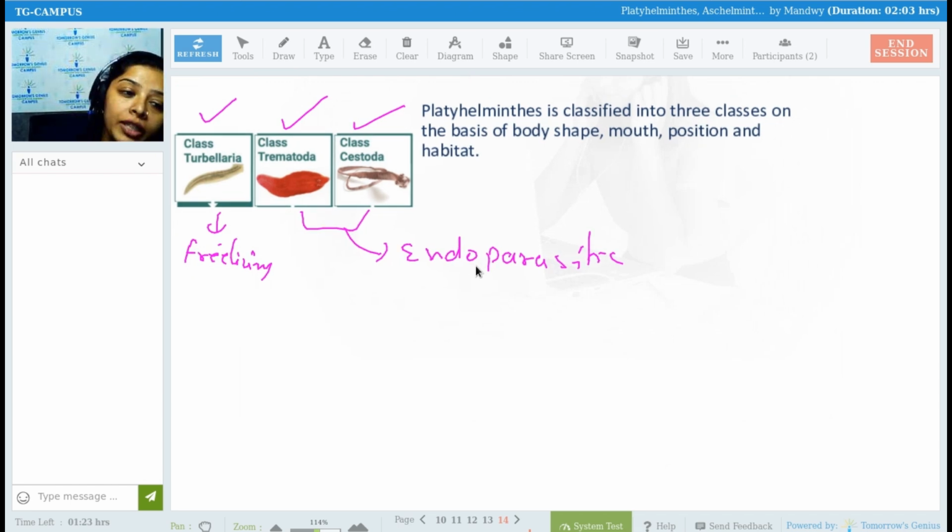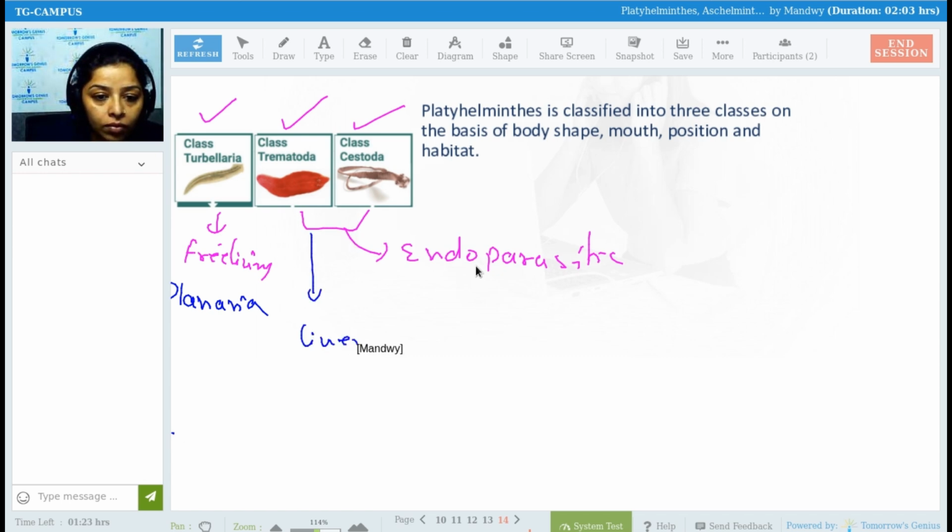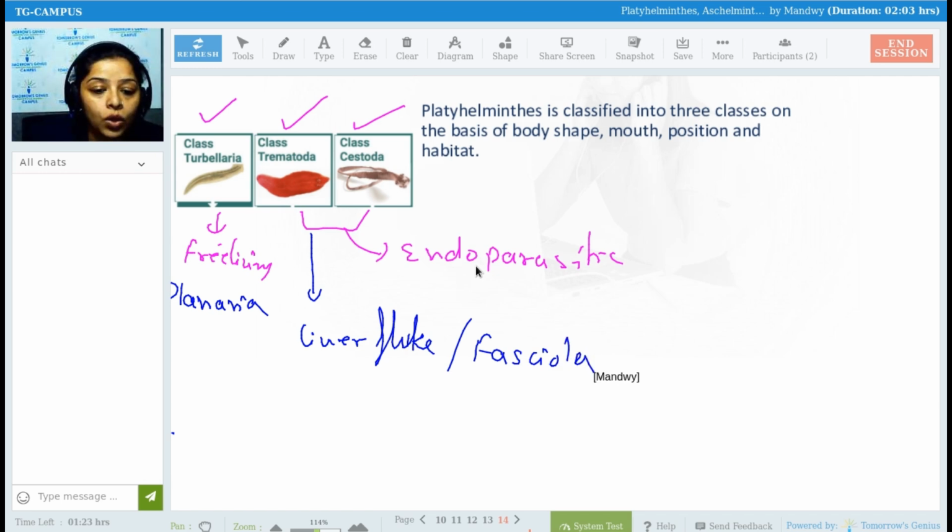If it is free living, what will be the example? Planaria. Yes. Trematoda, they have suckers. That means the example will be fluke, the liver fluke, Fasciola.